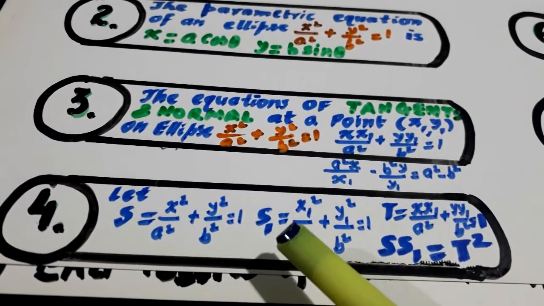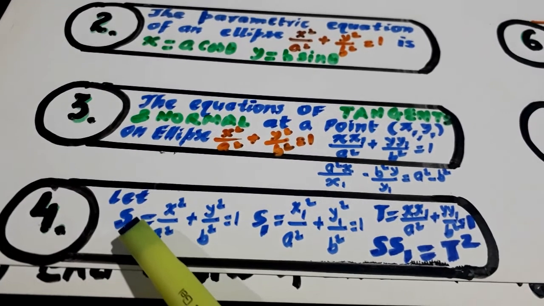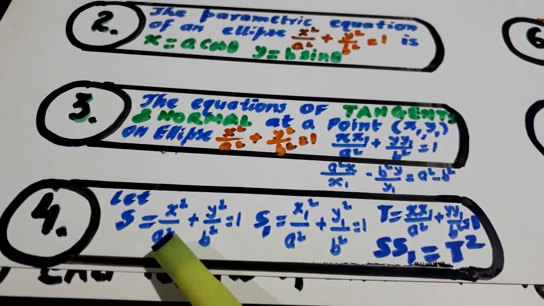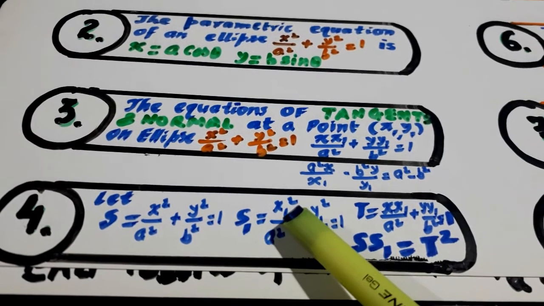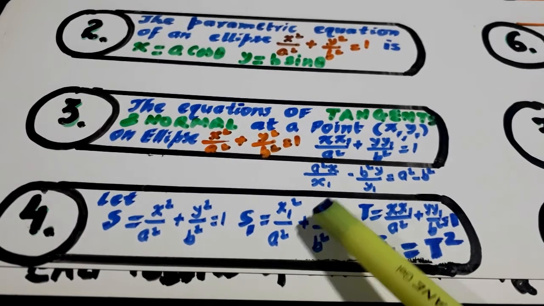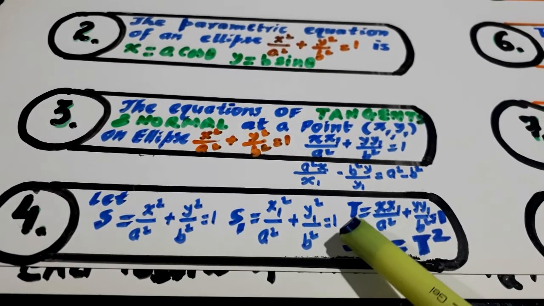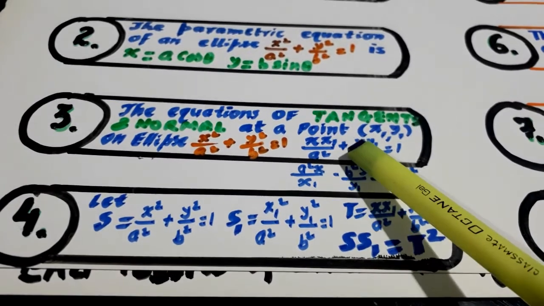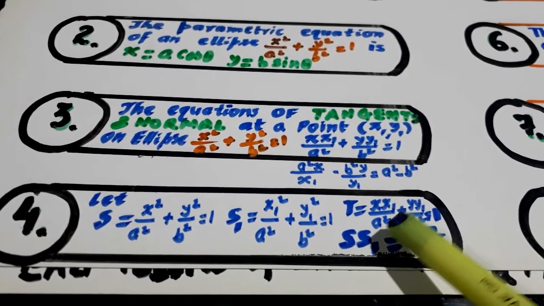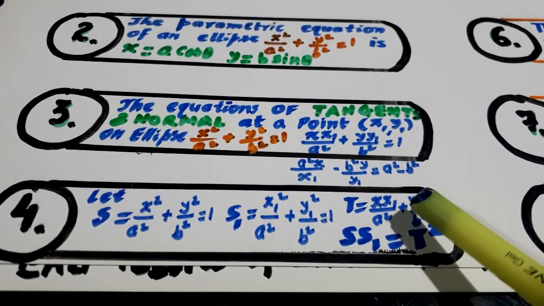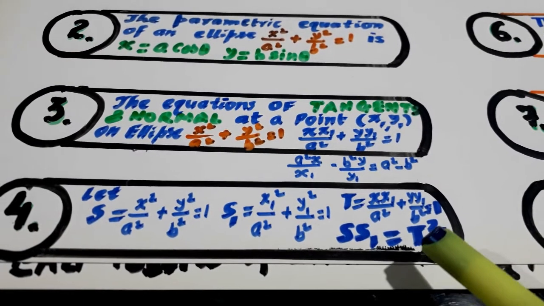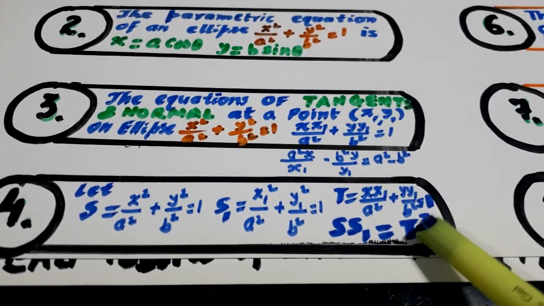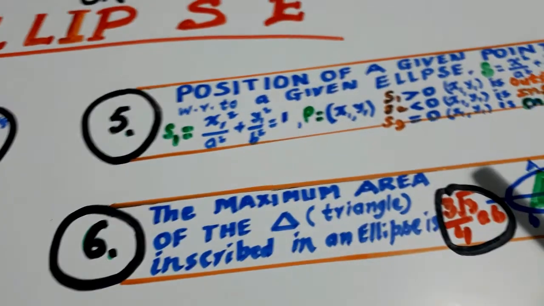Concept number 4. Let S is equal to x square over a square plus y square over b square minus 1. S1 is when you put the point x1, y1, it is S1. And T, the tangent, we have already discussed, it is xx1 over a square plus yy1 over b square minus 1. So when you put here, SS1 will be equal to T square. T is the tangent.